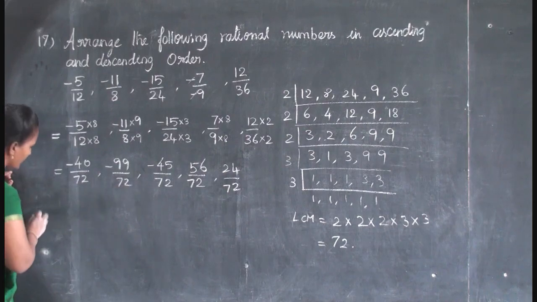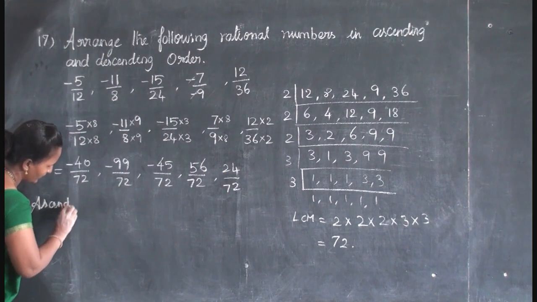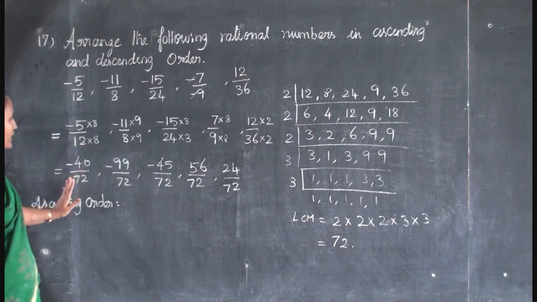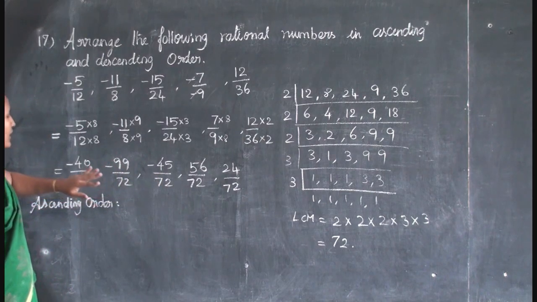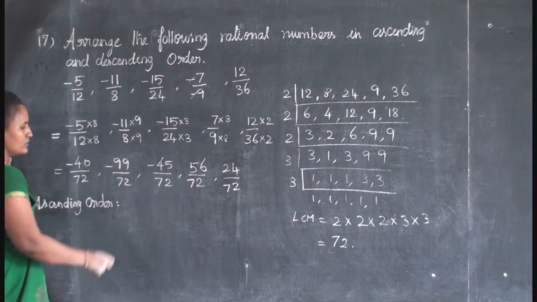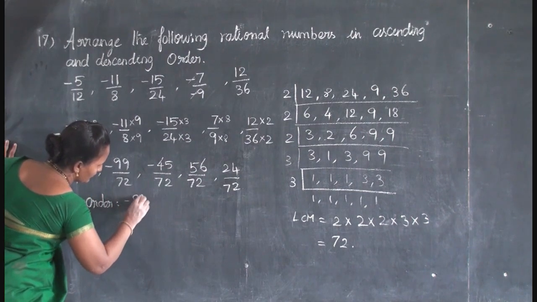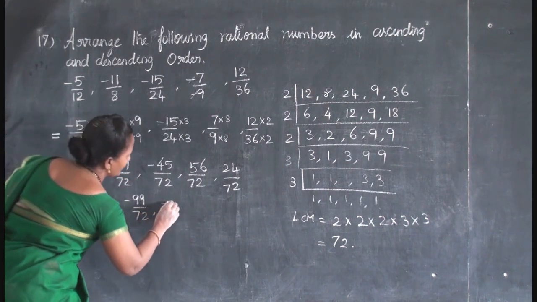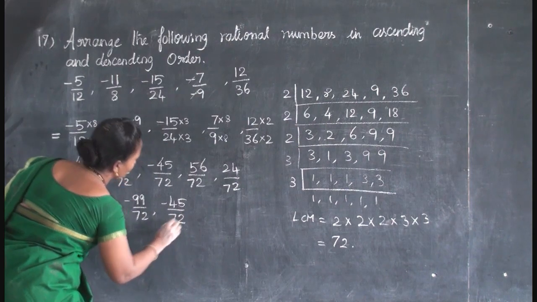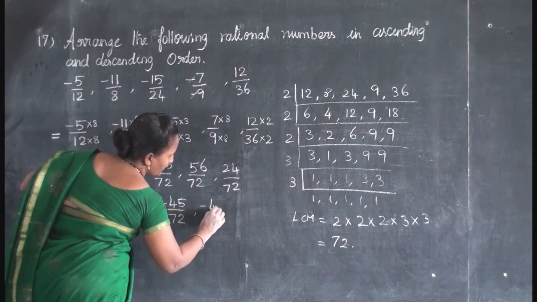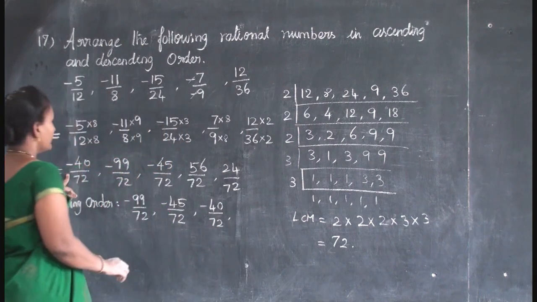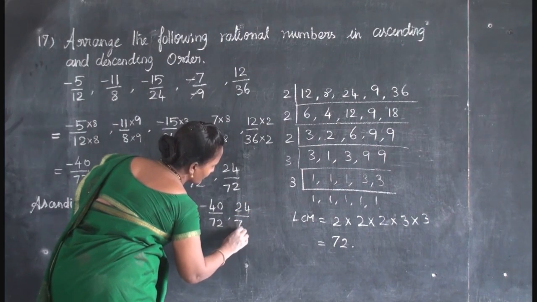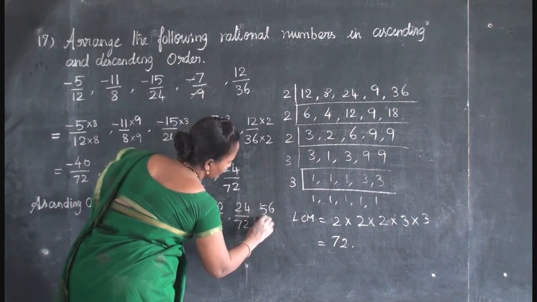Now we have to arrange in ascending order. Ascending order means small to big. First arrange the negative signs. Which one is highest in negative sign? That is the smallest number. So here 99 is the smallest number. Minus 99 by 72, next one minus 45 by 72, and then minus 40 by 72. Then the positive signs. 24 is the smallest one. So 24 by 72 and then 56 by 72.